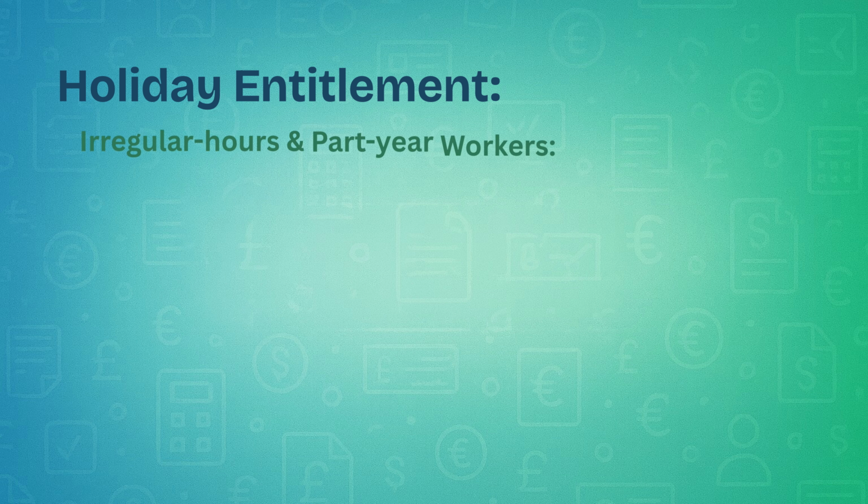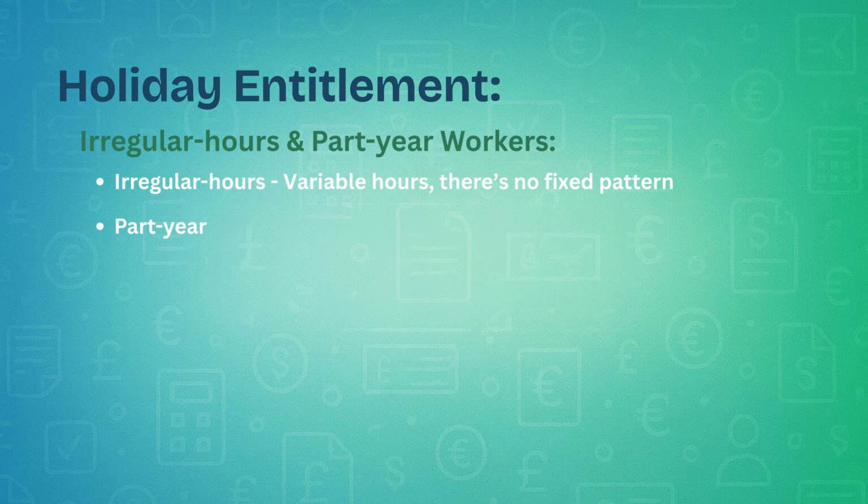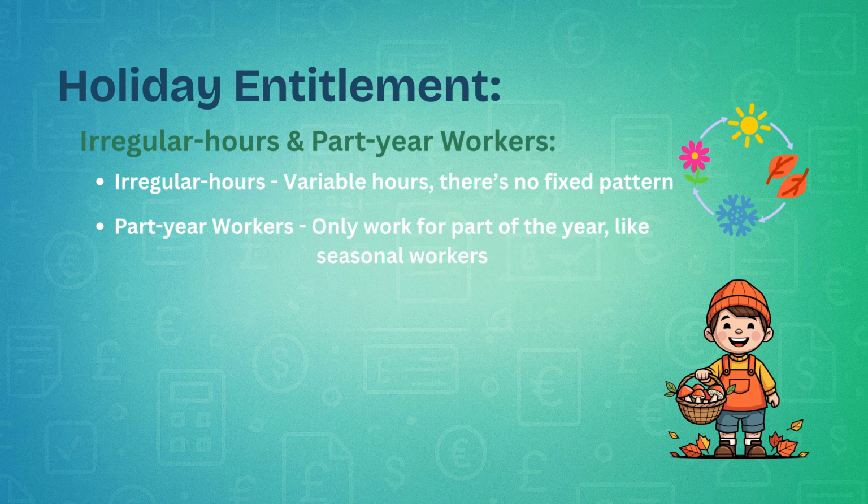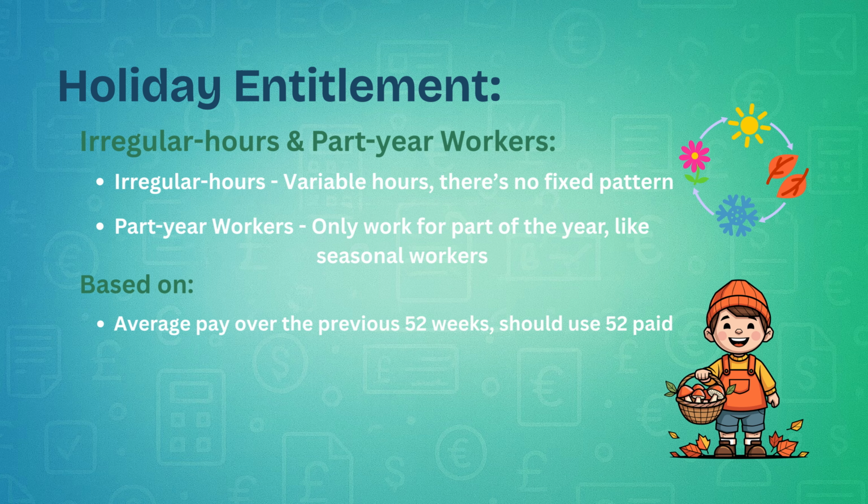Now for irregular hours and part-year workers. Irregular hours means the hours change each pay period. Part-year workers only work for part of the year. For example, seasonal workers, like someone working on a farm during the summer. Their holiday entitlement is based on their average pay over the last 52 paid weeks. Only weeks where they were actually paid count. If there's a week with no pay, you skip it and use the previous paid week instead.